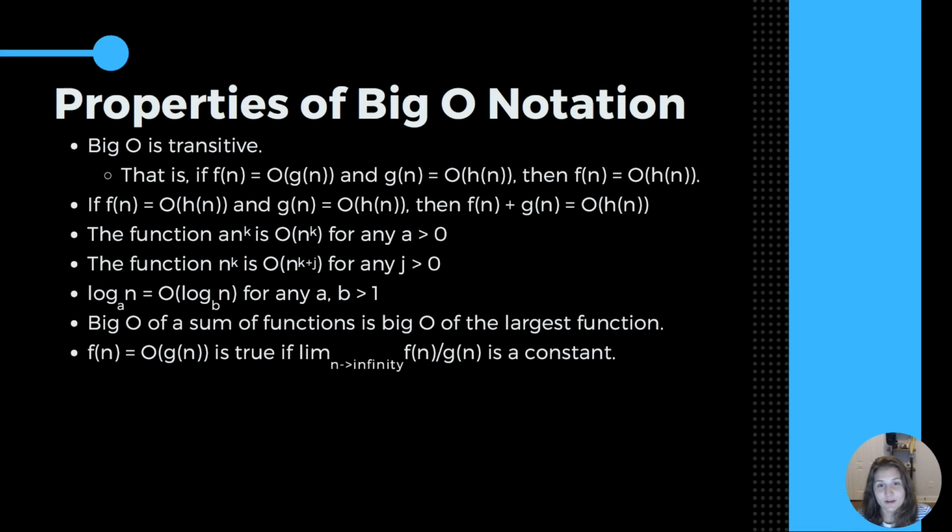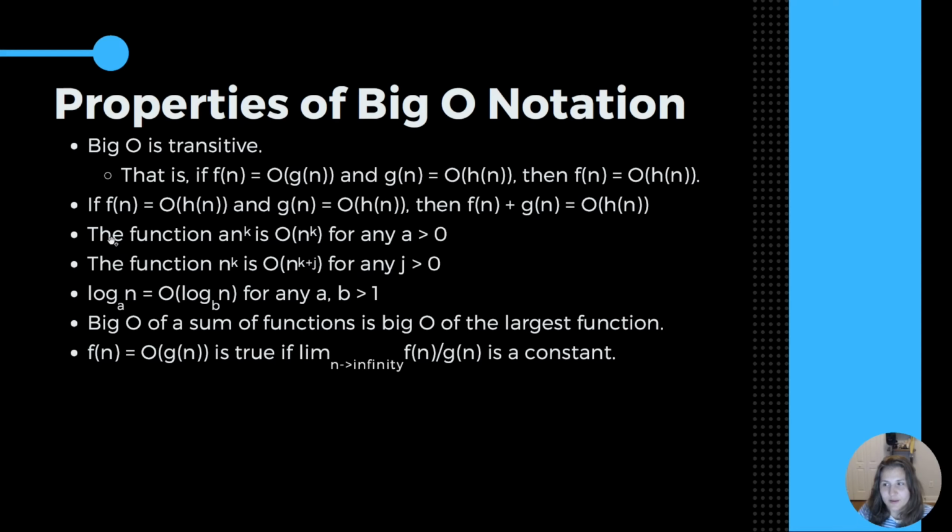If f of n is the Big O of h of n, and g of n is the Big O of h of n, then f of n plus g of n is equal to the Big O of h of n. We're just talking about it relative to the input. So you're saying f of n plus g of n, if they're both Big O of h of n, that's 2h of n, which at the end of the day, we drop our constant and we just say it's h of n.